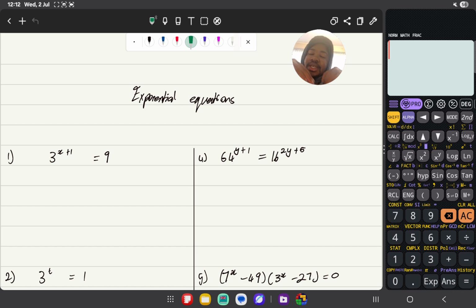We say if the bases are the same, the exponents must be the same. We use that rule when you have an equation, right? So when you do have an equation, we will then say if the bases are the same, the exponents have to be the same.